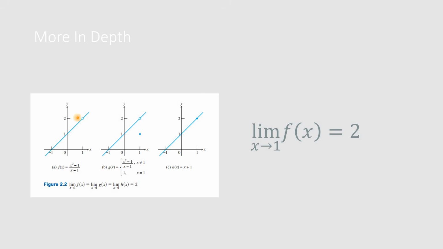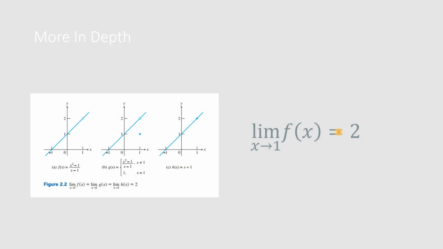For this one right here, we have an undefined value. There's no y value for when x equals 1. For this function right here, we do have a value. We have x equals 1, y equals 1, but it doesn't really match with the rest of the graph here. And finally, in function c, right here, h of x is equal to x plus 1, we just have a straight line where the limit as x approaches 1 and the actual value where x equals 1 is the same. But that's not always the case, as we can see in the first two graphs.